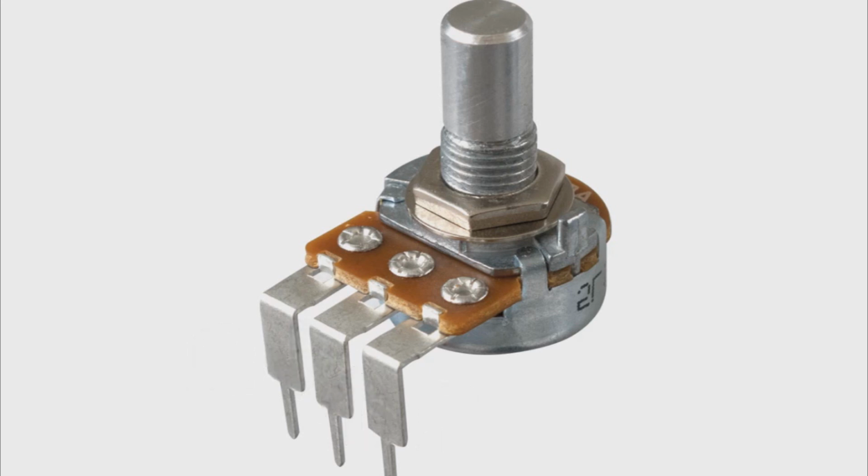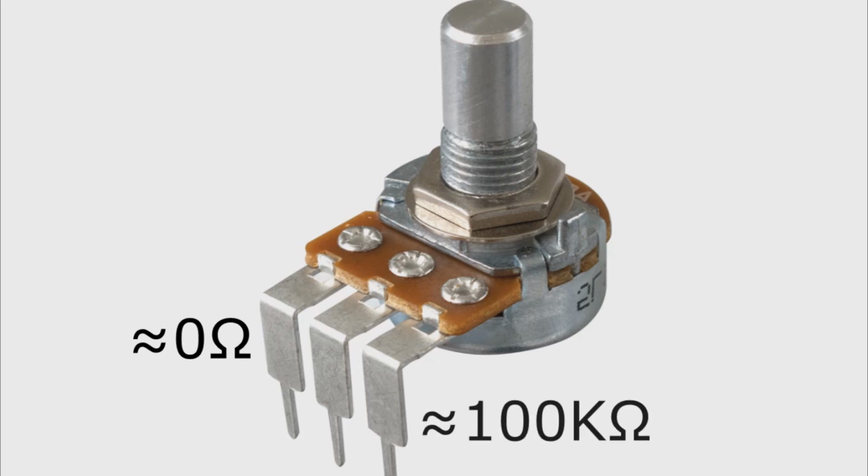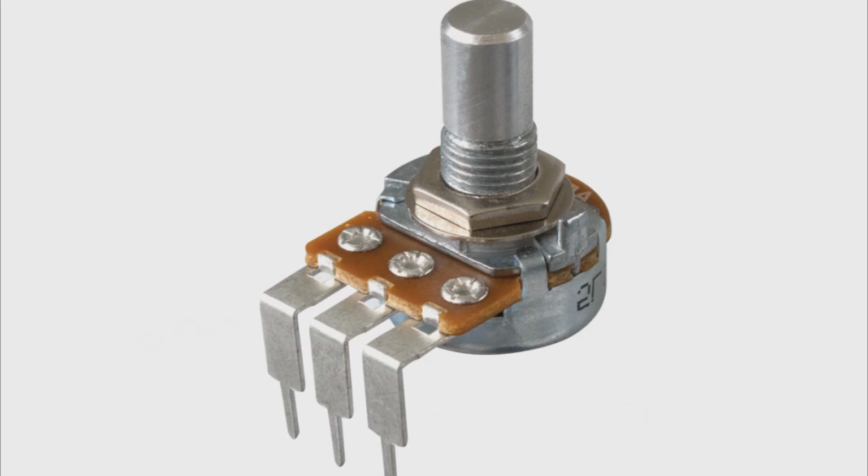If your dial goes from 0 to 10, when at 0, lugs 1 and 2 will have very little resistance, and lugs 2 and 3 will have the maximum resistance of the potentiometer. So if it's a 100K pot, 2 and 3 will have a 100K resistance, while lugs 1 and 2 will have almost no resistance whatsoever.